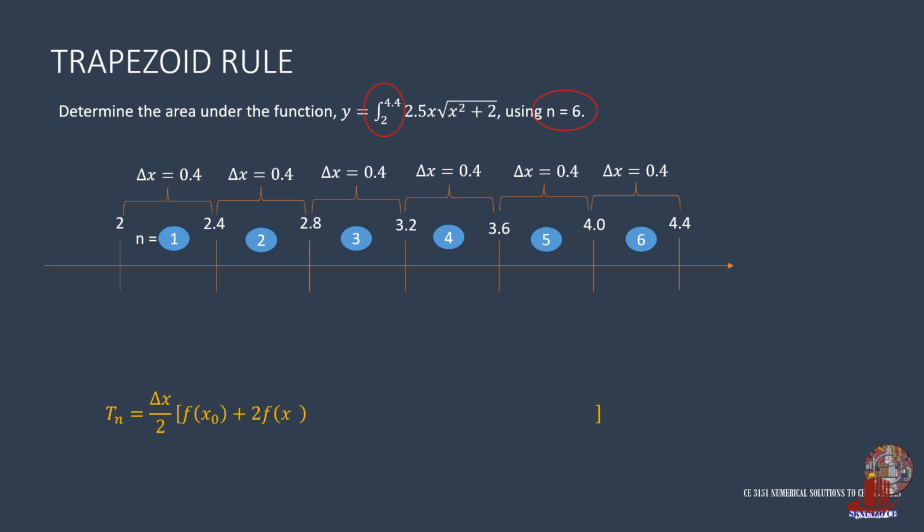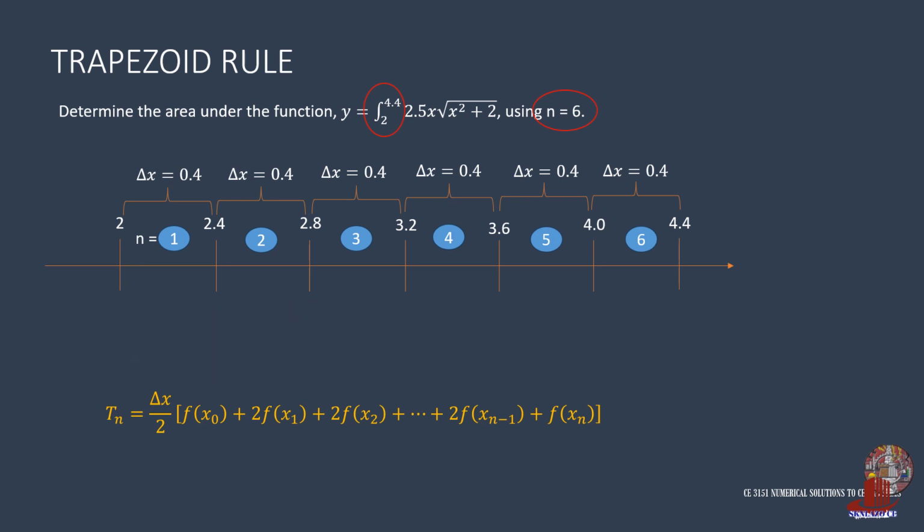The next step is to solve for the individual heights using the function. Y0 is taken when x is 2. So using the function, Y0 becomes 2.5 times 2 with the root of 2 squared plus 2. Y0 is solved as 5 root of 6. The second height uses x as 2.4. Y sub 1 is then 2.5 of 2.4 times the root of 2.4 squared plus 2, giving 6 root of 194 upon 5.